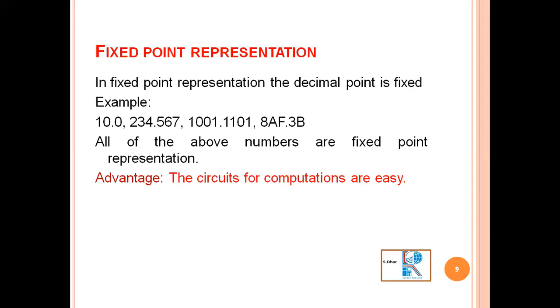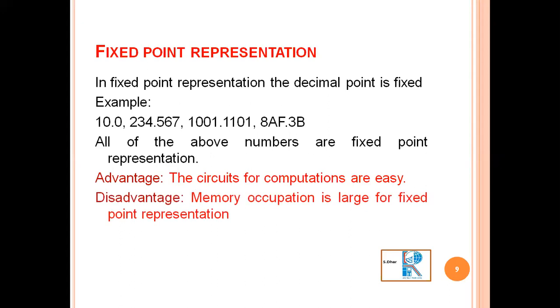What is the requirement of using the floating point number, not the fixed point number? The thing is, there is a problem with the fixed point number. What is the problem? Here, the memory occupation is very large. Now, why is the memory occupation very large?